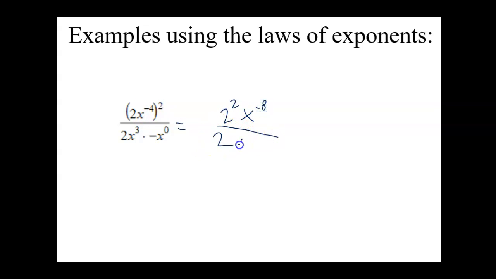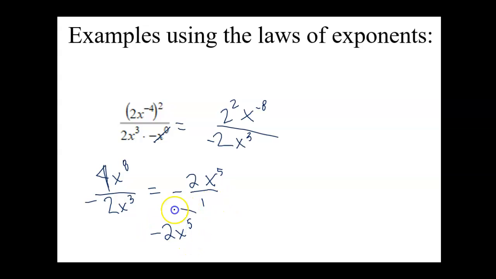On the bottom, I have 2x to the 3rd, and then I have a -x to the 0 power. That's just going to become a 1. Actually, because x to the 0 is 1, and then there's a negative in front of it, that's actually going to be a -1. That's going to make that negative. So here I have 4x to the 8th over -2x to the 3rd. The 4 over 2, that's going to reduce. It's going to become a -2 on the top. X to the 8th over x to the 3rd. 8 minus 3 is 5, so that'd be x to the 5th. The only thing left on the bottom is a 1, so it would just be -2x to the 5th power.